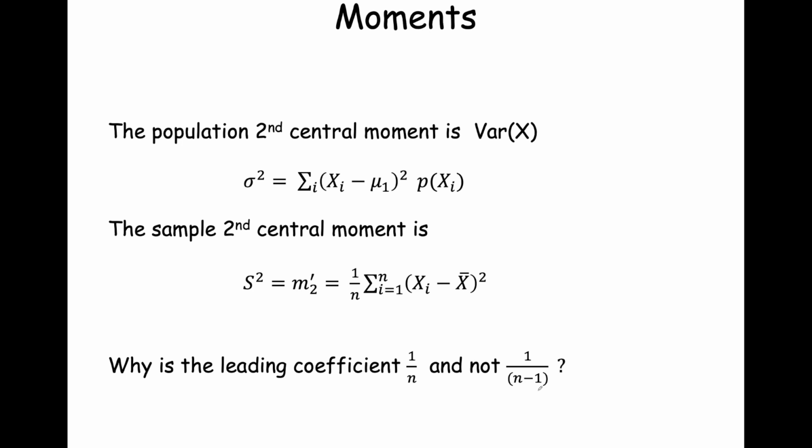Why is the leading coefficient 1 over n and not 1 over n minus 1? It's biased, right? This version, the sample second central moment, is biased. To make it unbiased, you have to rescale it so that we get the coefficient 1 over n minus 1. It's not the unbiased version, it's the biased version.